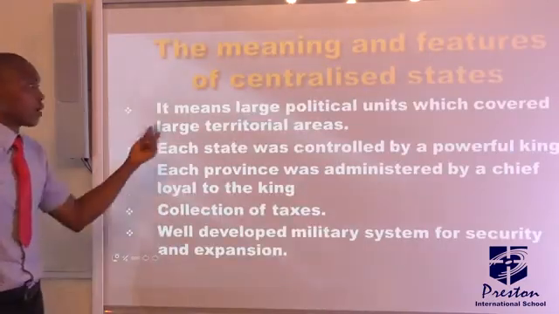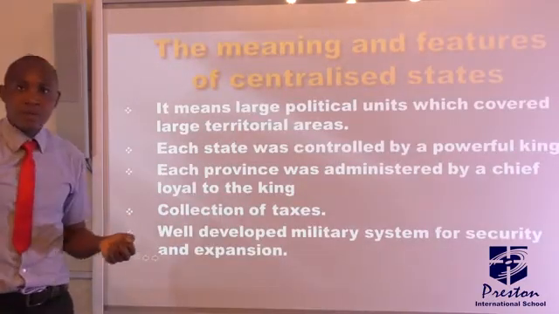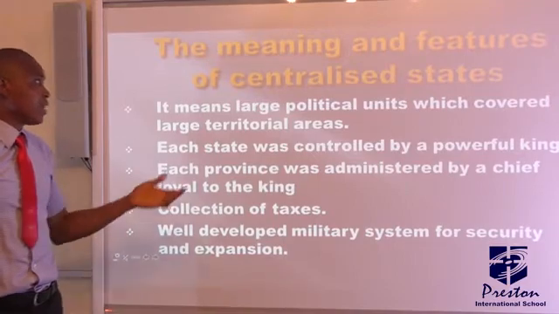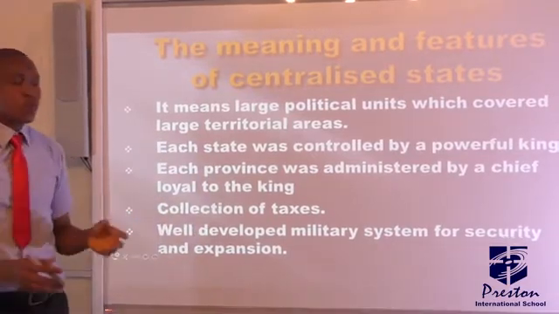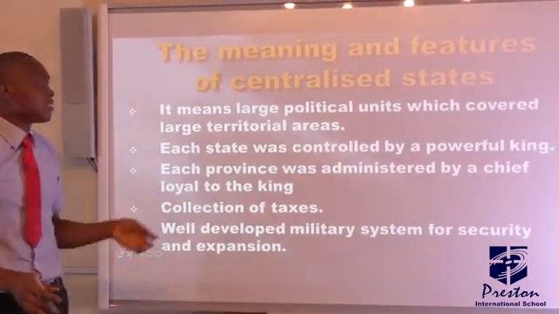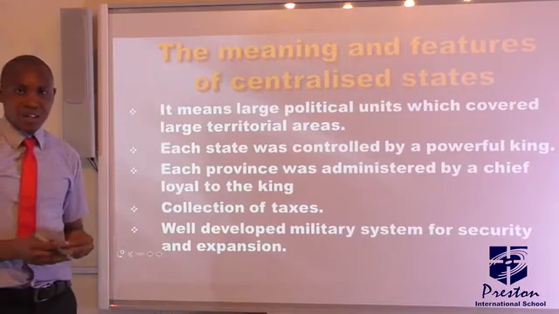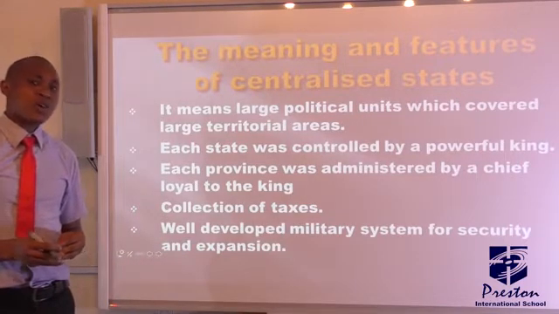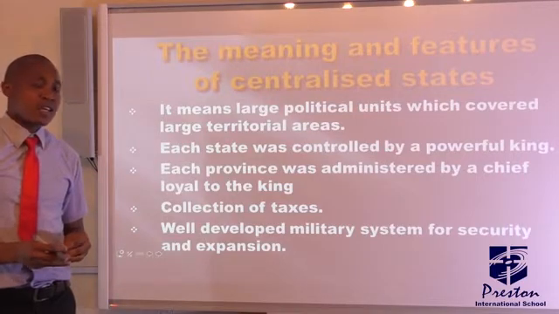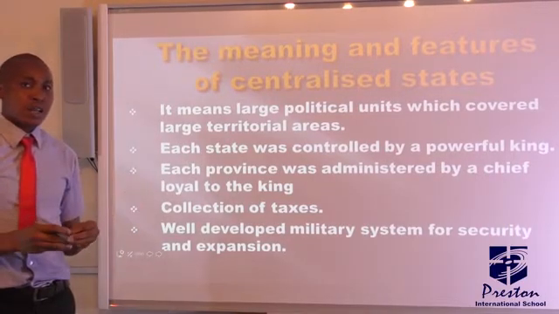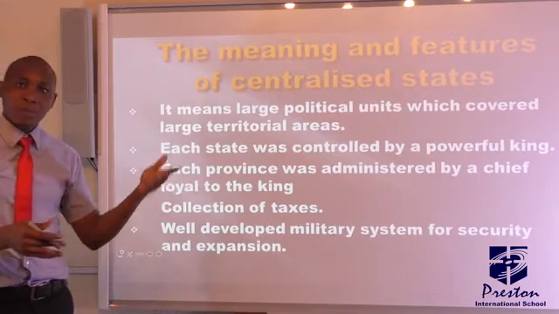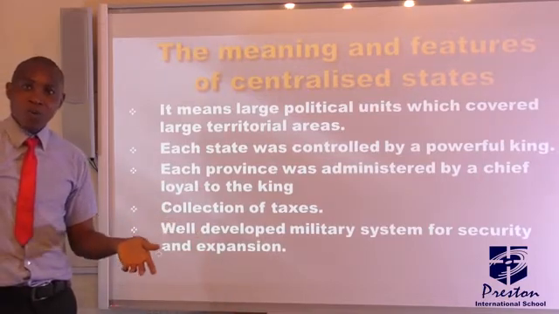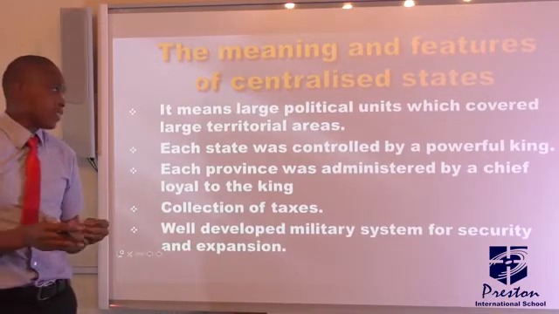Now let's quickly look at the meaning of centralized state. It means a large political unit which covered large territorial areas. For instance, the Oyo Empire. The Oyo Empire cut across Nigeria in those days. It was so large. And we have others like Benin. Even Akure was under Benin in those days, and the rest.